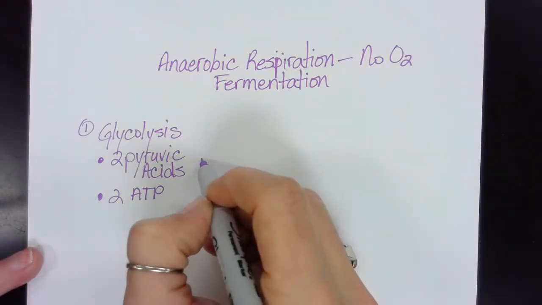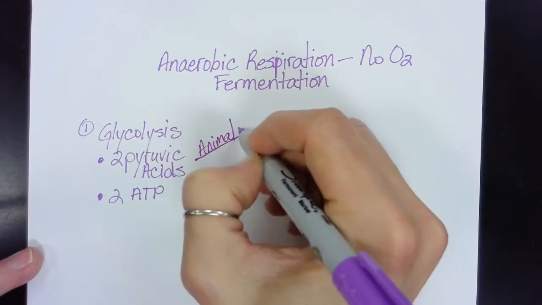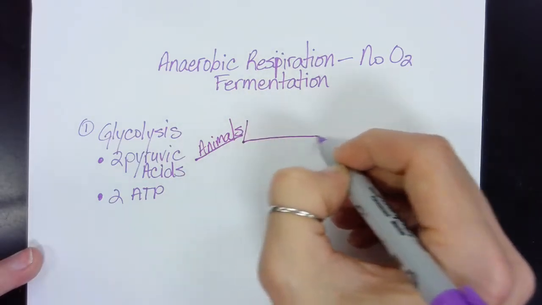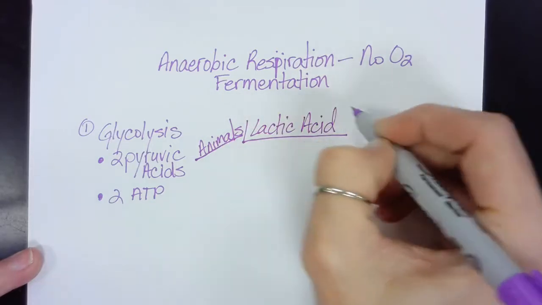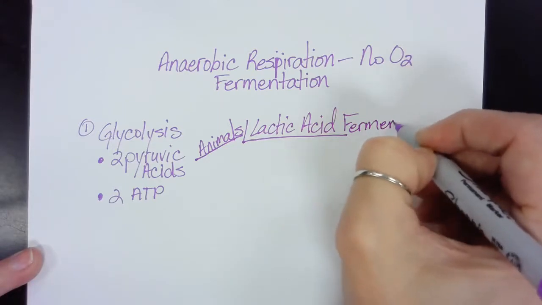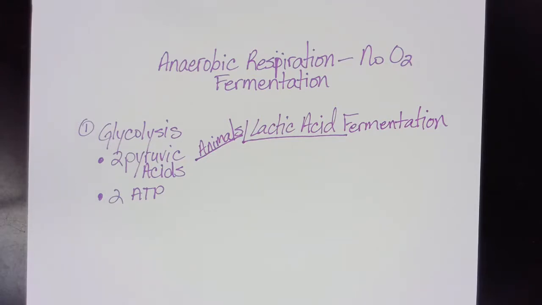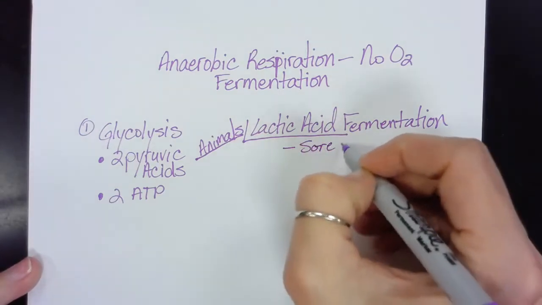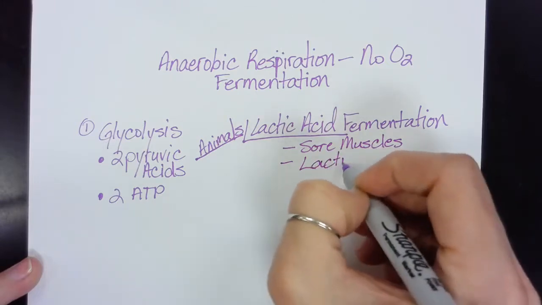So what happens? Those 2 pyruvic acids are going to go 2 different ways. For animals, that is going to be called lactic acid fermentation. So what do you get from that? Well, remember in class we did the push-up exercise, and I showed once you run through your oxygen, you have to do exercise that causes you to work really hard. You're going to get sore muscles because you're going to build up lactic acid.